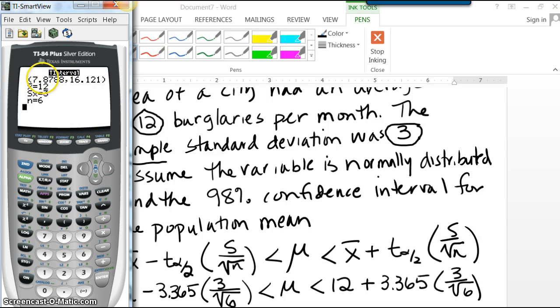And there's the same numbers that we had by hand, right around 8 and 16. So you can check these on the calculator.